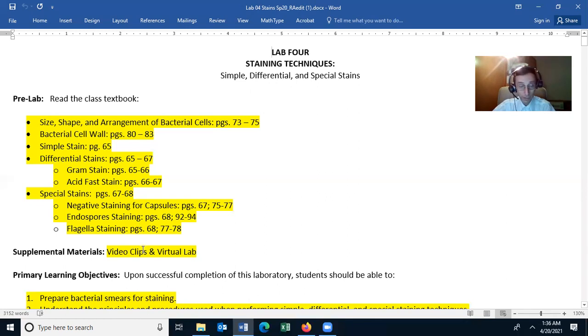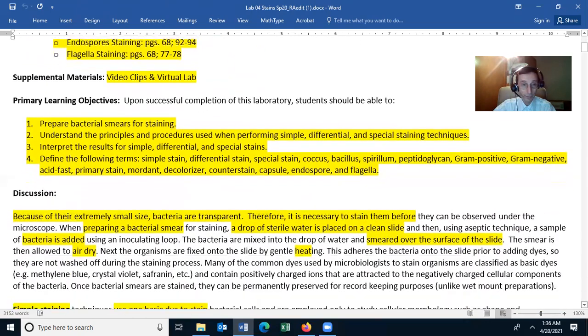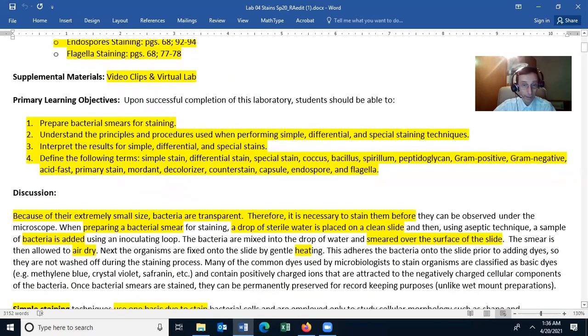There will be video clips in this lab, and I think a virtual lab. I'll have to double check on that, but we'll go through, and then I'll point you to the virtual lab if it works. And I'm sorry, I just don't remember, which is really bad, because if we have a virtual lab, I'm the one who put it in here.